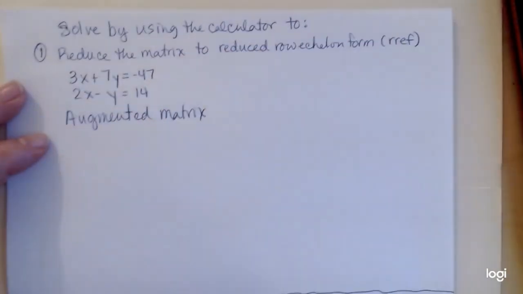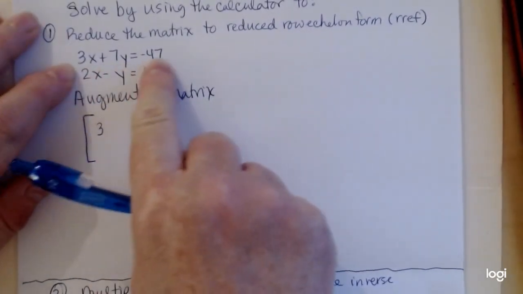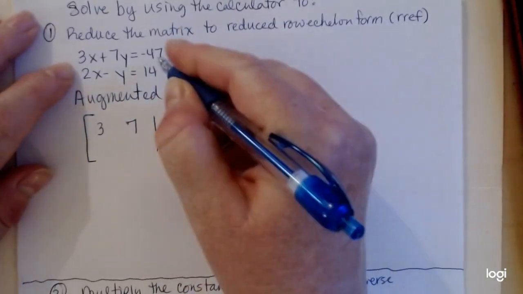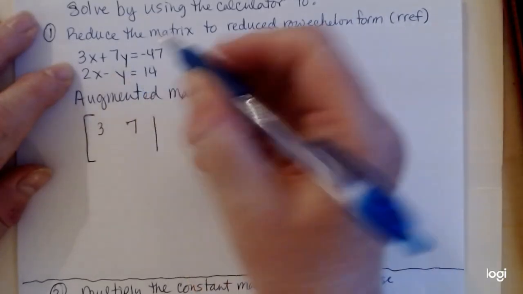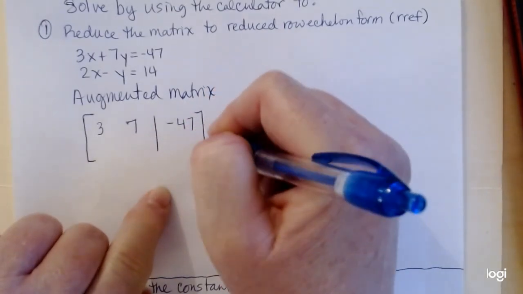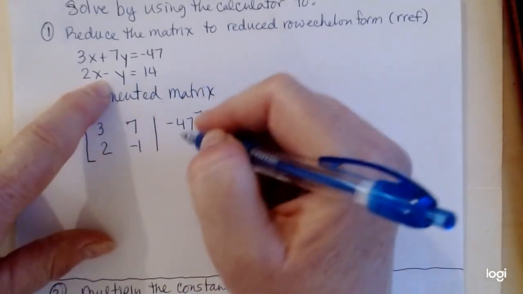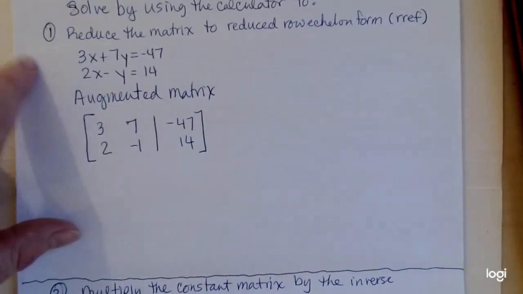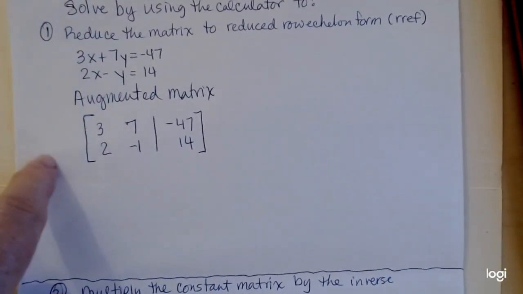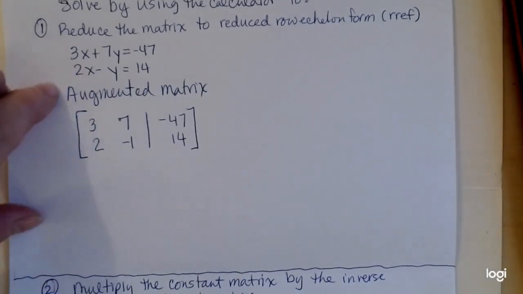And this is easy to put into the calculator. When we write it, it looks like this. We take the coefficients of each of these. So we have 3, 7, and then because the negative 47 is on the other side of the equal sign, we put it on the other side of this line. And then we use the 2. This is a negative 1, and this is a 14. And those are the numbers, if you noticed in the previous 2 examples, we were working with those numbers. The x and the y were just the things we were finding values for, but we didn't really do anything with them except sort of take them along.